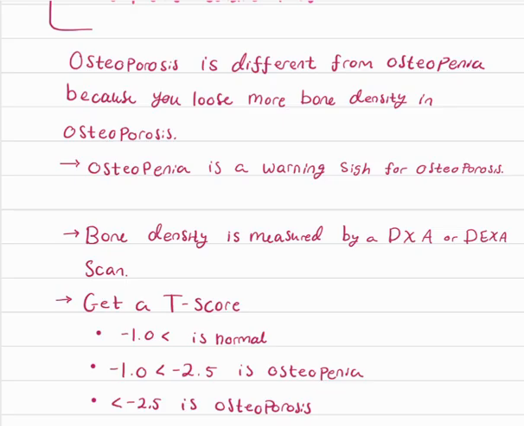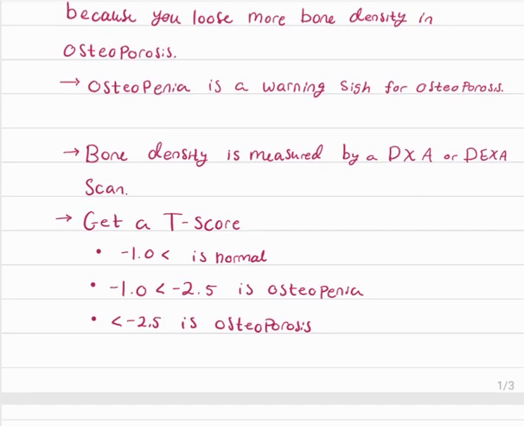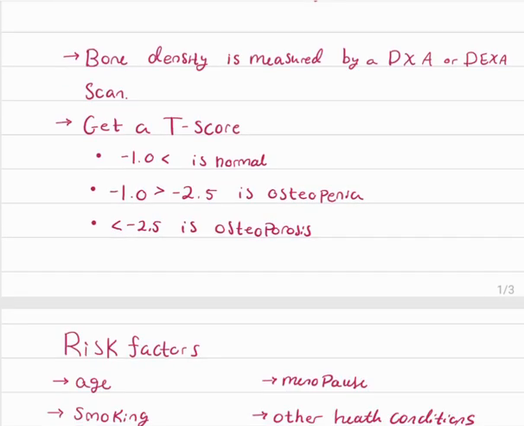These values are measured by DEXA scans, which are just bone density scans, and you usually get them once you're past a certain age or if your provider prescribes one. You get a T-score when you get a DEXA scan. A T-score of -1 or greater is normal. -2.5 to -1, switching this around, is osteopenia, and less than -2.5 is osteoporosis.